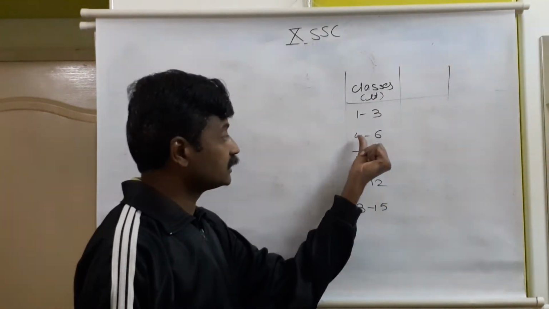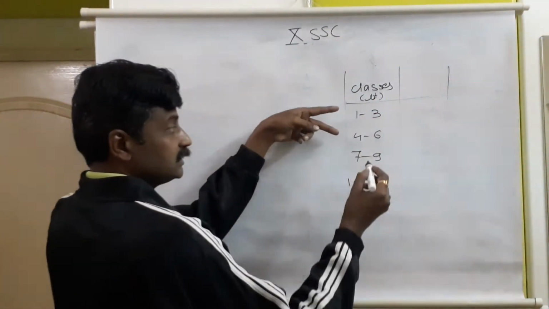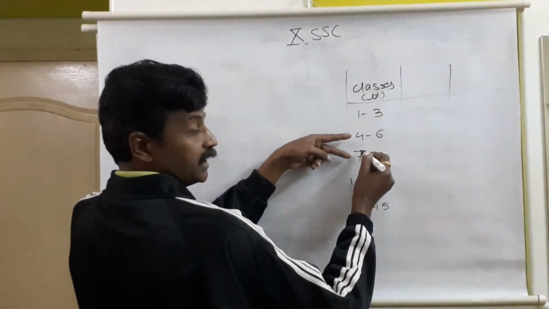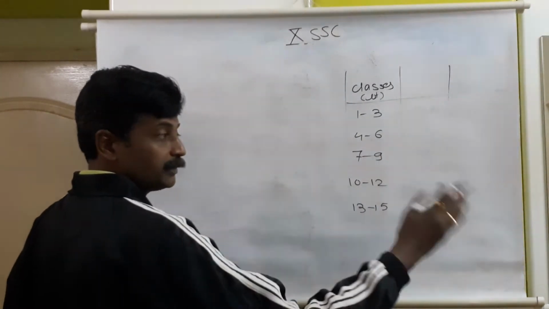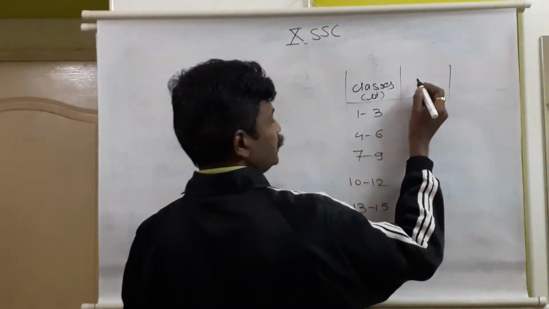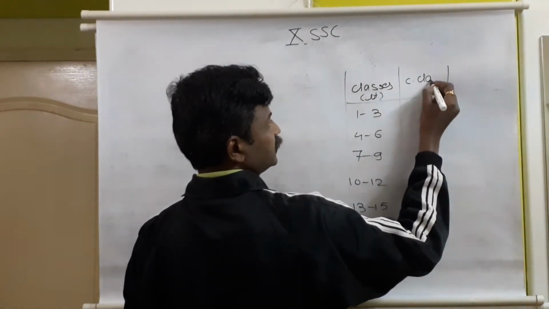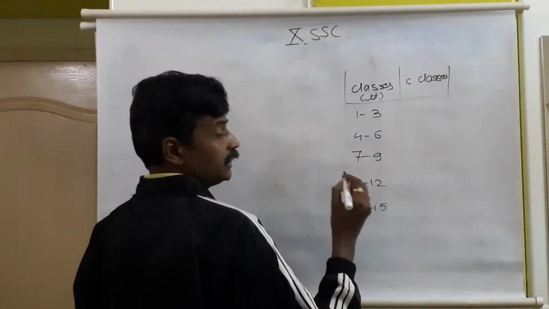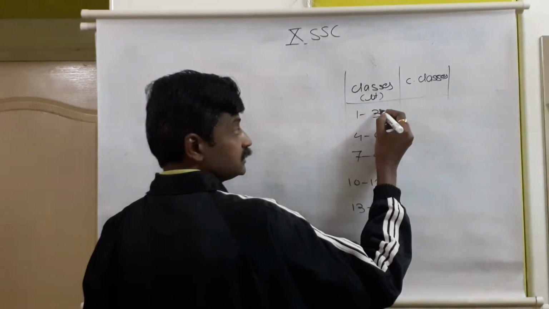So for that the classes should be continuous. See the successive classes, the upper and lower limit difference is there. So the important part is to make the classes continuous. So we'll write here continuous classes. Information will be in liters. How to find continuous classes? Choose any one.